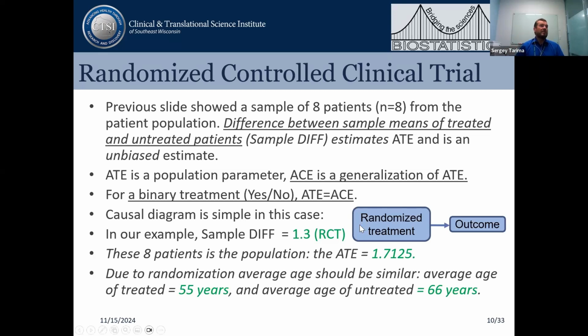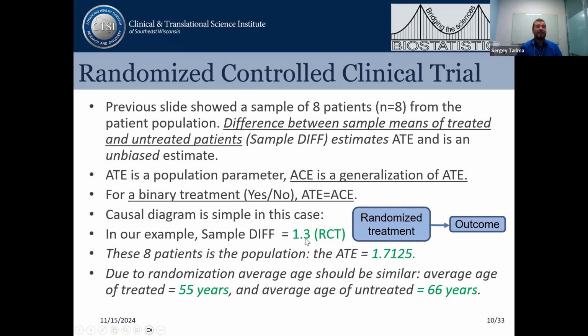In this case, the causal diagram is very simple. We have a randomized treatment and we predict our outcome, so we have a causal relationship. If you calculate the difference between the two sample averages in the treated and untreated groups, the causal effect is estimated as 1.3. Here we're talking about a randomized clinical trial, right?